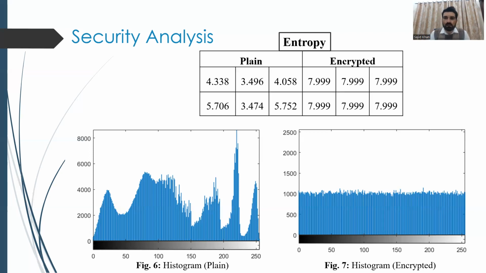And the second one is the histogram. If the histogram is not smooth, then anyone can make frequency of occurrence attacks possible. And if the histogram is equal or smooth, then a frequency of occurrence attack is not possible. The histogram also shows that the encrypted data histogram is smooth, which depicts that the security of our algorithm is better.